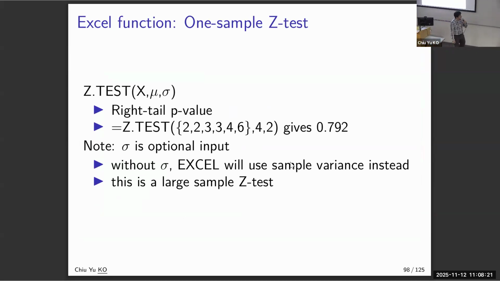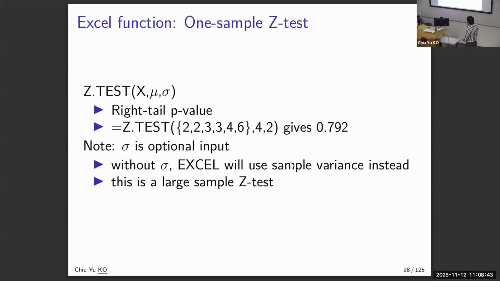So for the time, I'm not going to show you Excel one by one, okay? But I will still go into the slide, so you can see what's going on. This one is called the Z test, and this function will give you the p-value directly.